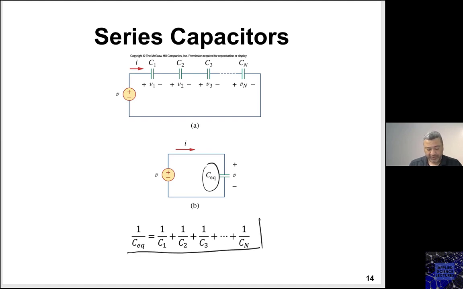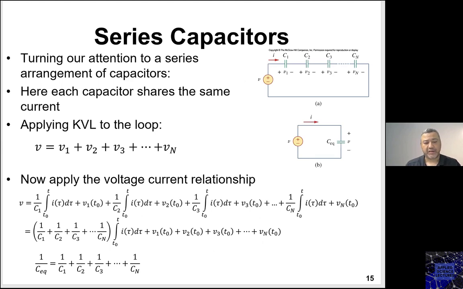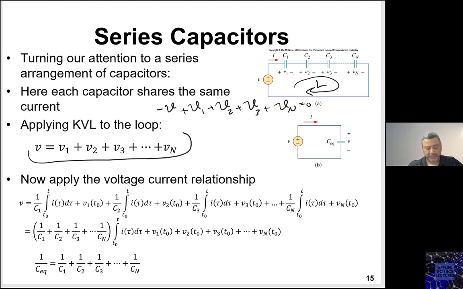But how did we come up with this expression? 1 over C equivalent equals 1 over C1 plus 1 over C2 plus 1 over C3 plus 1 over Cn. How did we come up with this expression? Again, applying KVL. If I apply KVL here in this loop, and let's do this as a refreshment, we see that the loop is entering this negative V, so I will write it as minus V, plus V1, plus V2, plus V3, plus Vn equals zero, or V equals the summation of those voltages, right?